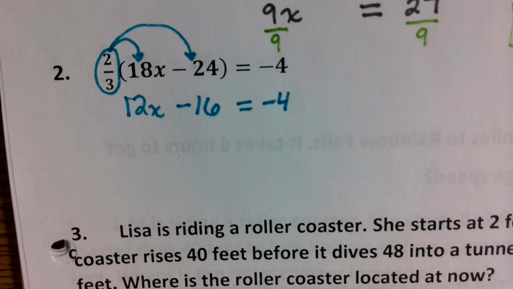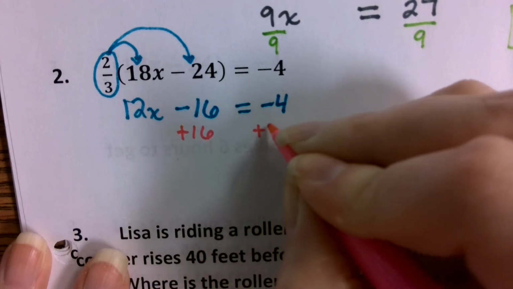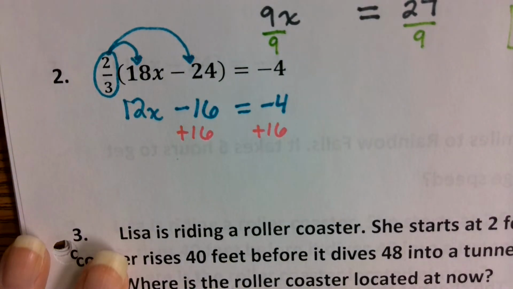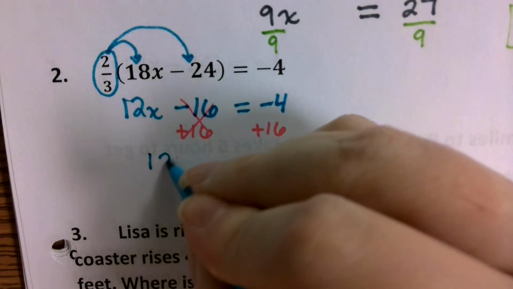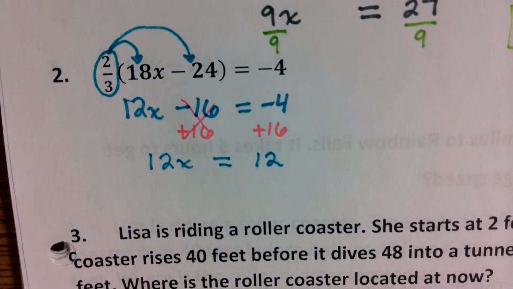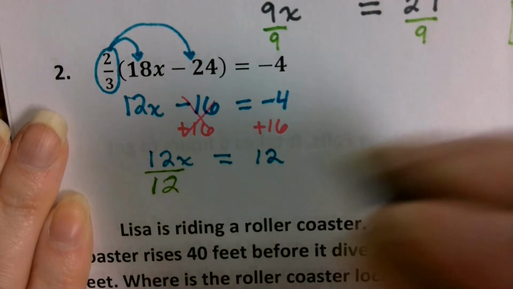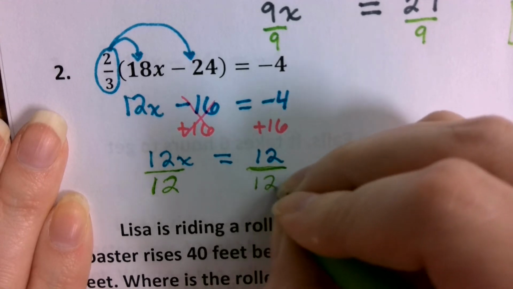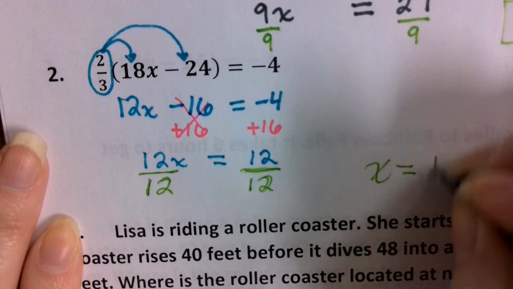Aliana, what are we supposed to do first? Good. We're going to add 16 on both sides. That way we can go ahead and cancel this part out. We're left with 12x is now equal to 12. Amaria, what do we do now? You divide by 12 on both sides. Good. Okay, it's just the same process over and over again, guys, that we've been doing. We're going to divide by 12 on both sides, and we'll get x is now equal to a positive 1.